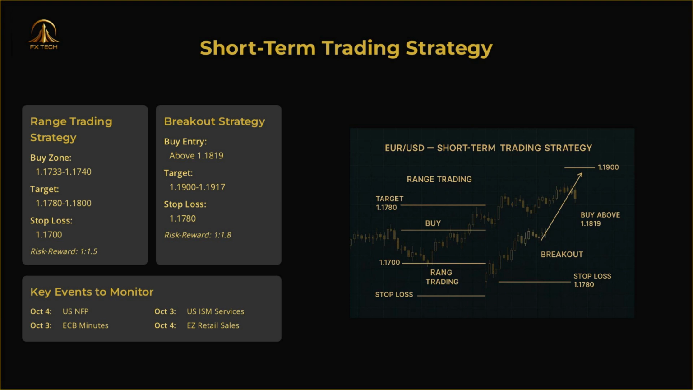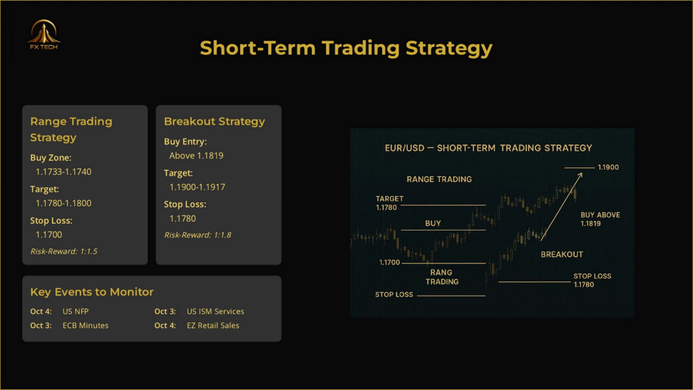Based on our technical analysis, we've developed two primary short-term trading strategies for EUR/USD. First, a range trading strategy that capitalizes on the current consolidation pattern. The buy zone is between 1.1733 and 1.1740, coinciding with the critical support level we identified earlier. Target profits at 1.1780 to 1.1800, with a stop loss at 1.1700. This provides a favorable risk-reward ratio of approximately 1 to 1.5.